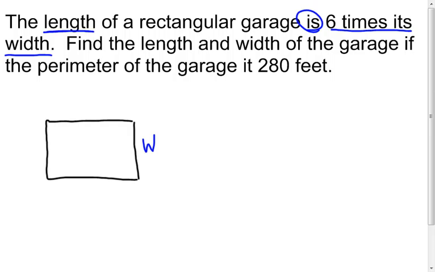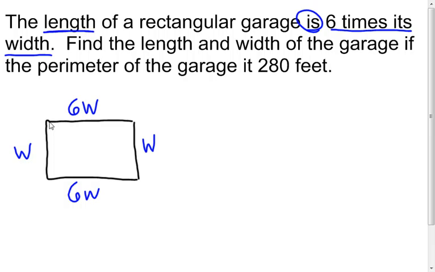Well then, if the length is, and "is" means equal a lot of times, 6 times the width, my length, which is up here, is 6 times the width. I'm going to take the width, this W, and multiply it by 6. Now I have my length and my width. In a rectangle, as we all know, opposite sides are congruent. So now I have a rectangle that looks like that. My sides are all marked. I don't know the actual measurements, but I know them in terms of W.